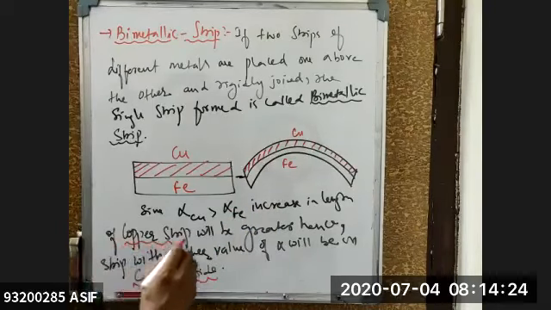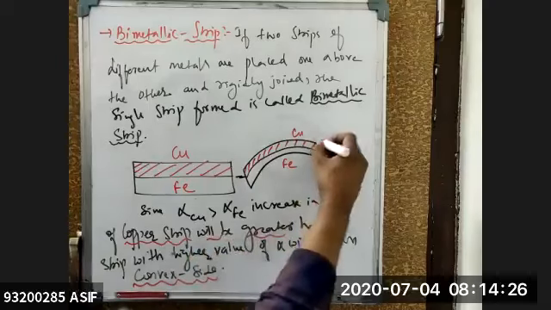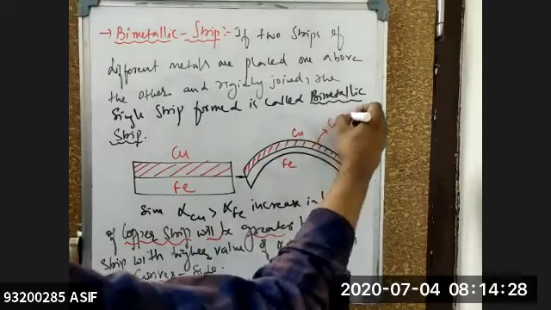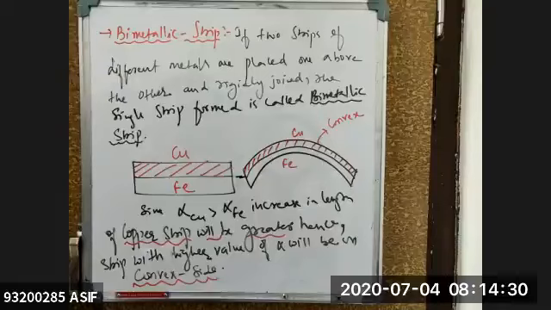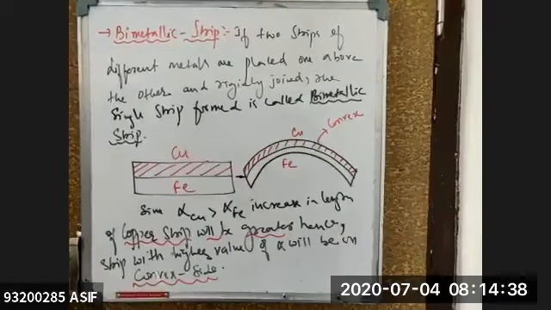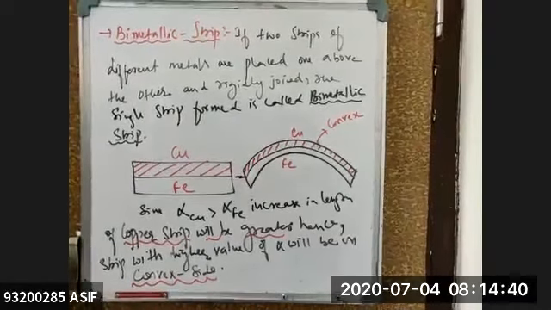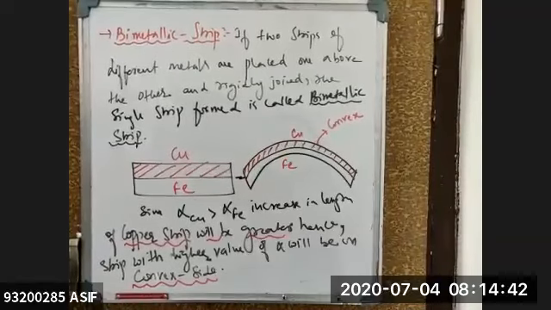So the copper strip will be greater. That is the reason this is becoming the convex side for me. Okay, so that will be your convex side. Hence, the strip with the higher value of alpha will be on the convex side of the metal. Is it clear for everyone? So what is a bimetallic strip, beta? It is the strip of what? Different metals which have been placed one above the other.